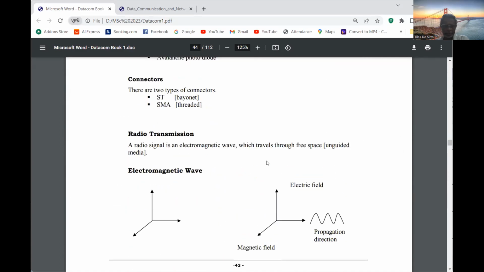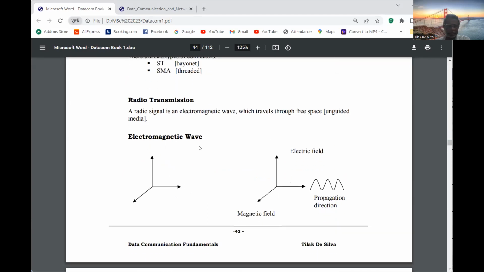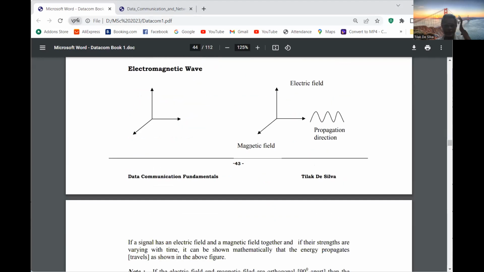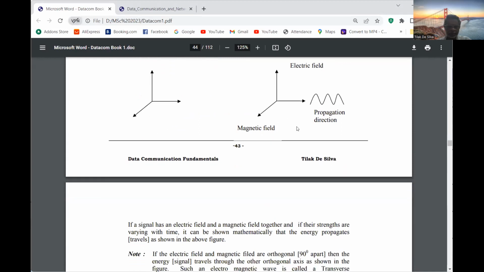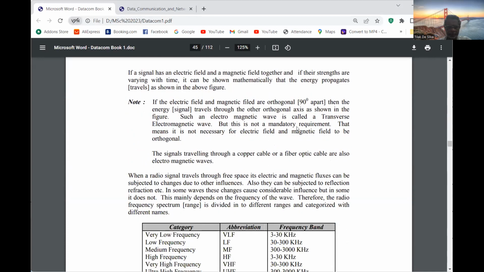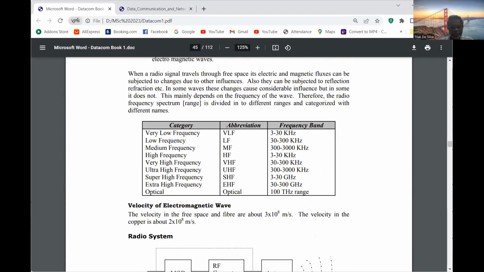Now in radio transmission, the signal is going as an electromagnetic wave. The electromagnetic wave has an electric field and a magnetic field, and it propagates like this. It's a 3D one. So all waves are going as electromagnetic waves. The frequency bands from 3 to 30 kilohertz are called VLF, or very low frequency. And 30 kilohertz to 300 kilohertz is called low frequency, LF. 300 kilohertz to 3000 kilohertz is called MF, or medium frequency.